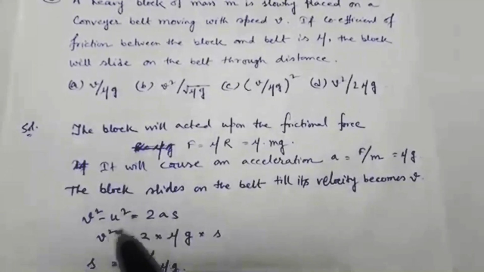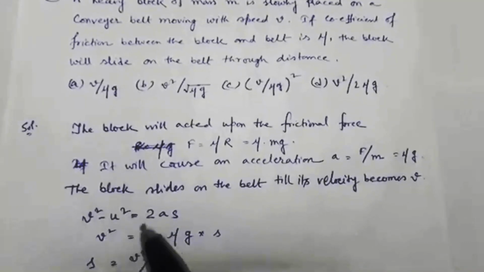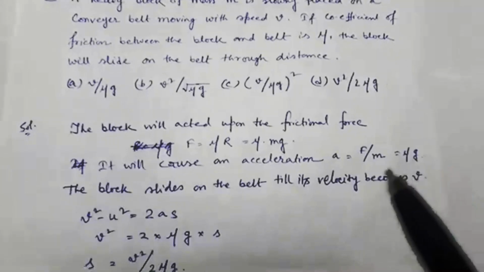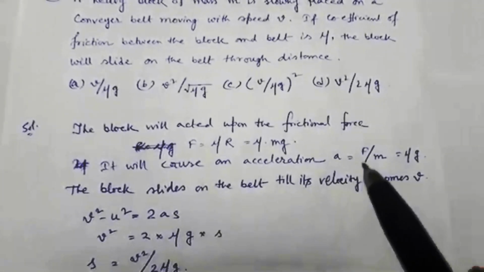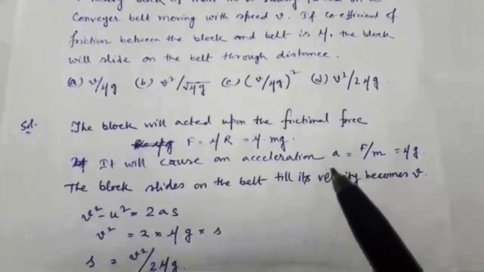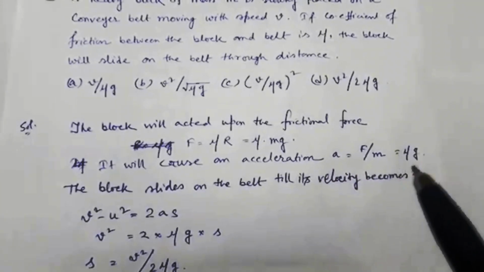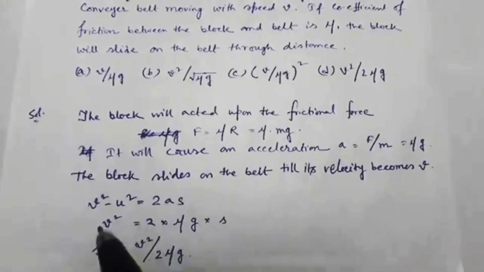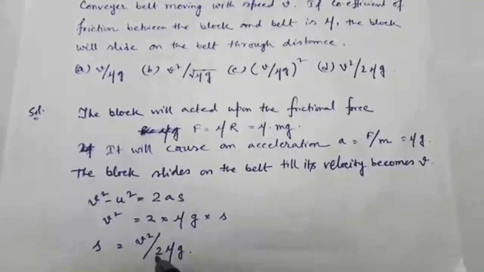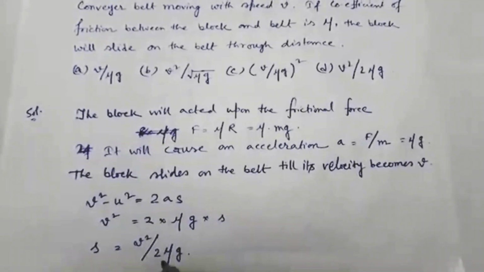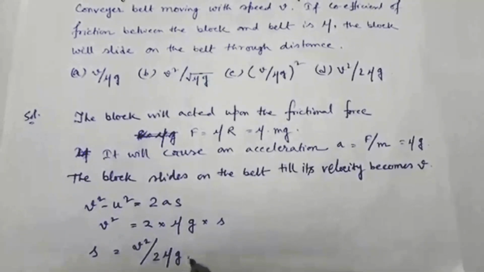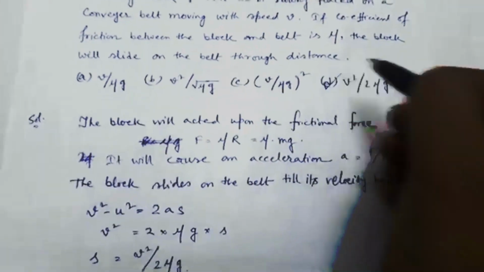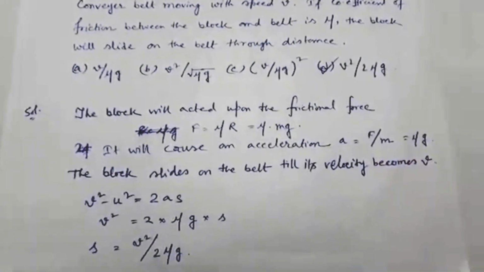So v square minus u square, the value of u is 0, so v square equals 2 into a into s. In place of a we write mu g. After calculating this equation, s equals v square by 2 mu g. So the answer should be D, v square by 2 mu g.